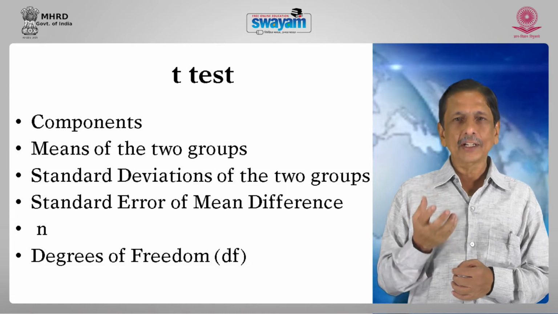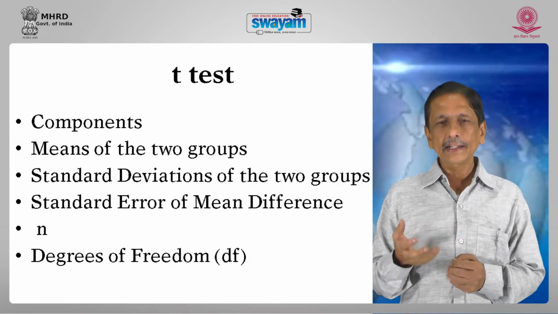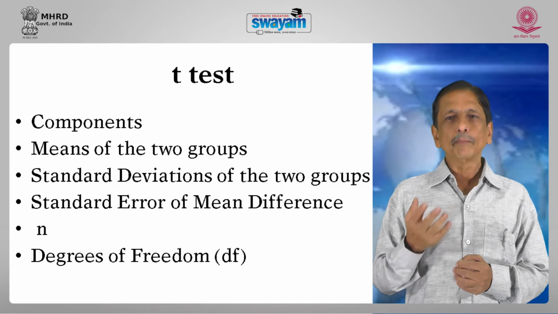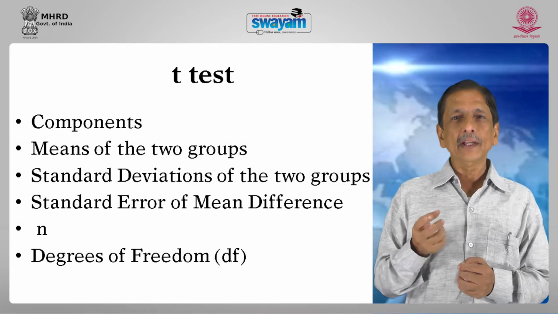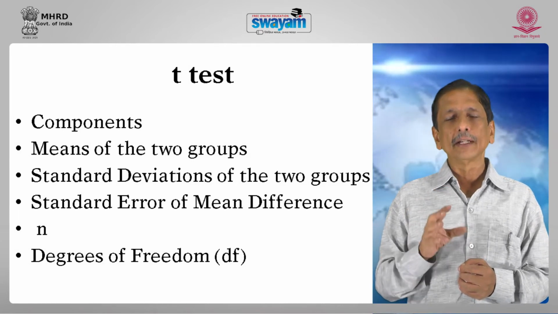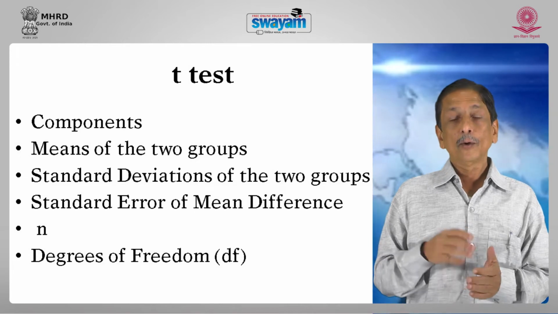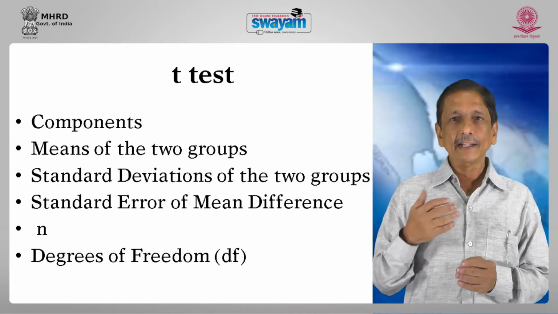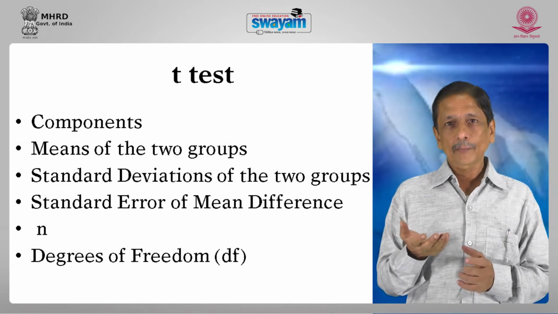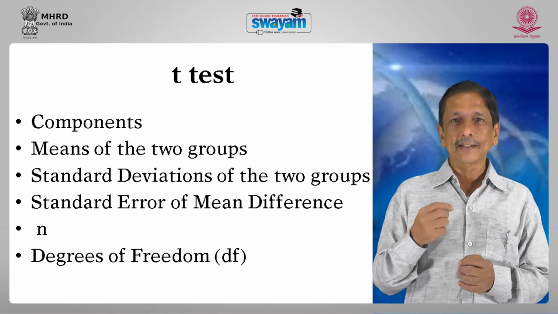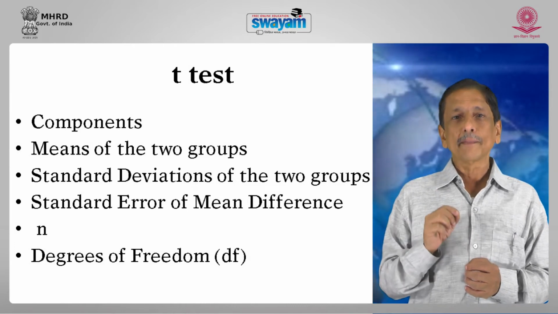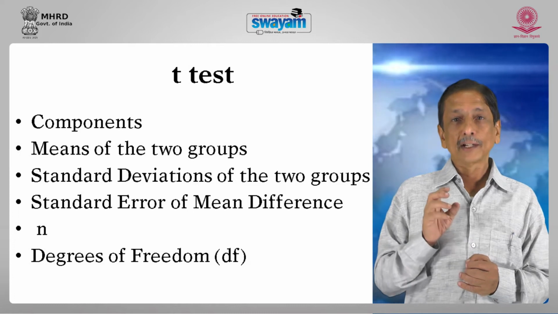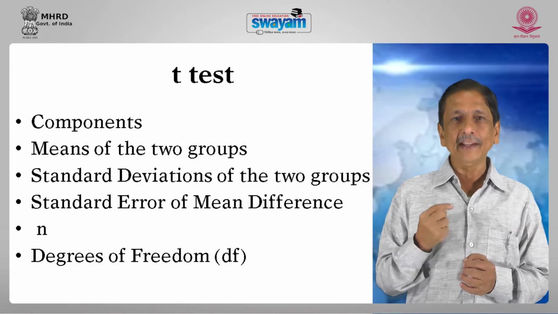Now, standard deviation is important because it is a measure of the differences between the members within a particular group. Holding other things constant, if the degree of difference is more, that means there are a lot of individual differences within a particular group from the mean. So the number of individuals, that is where n is important.